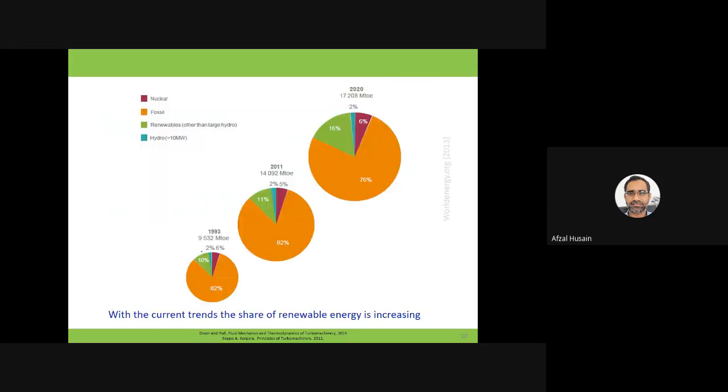Okay, so now just for your general knowledge, this shows how much is the contribution of power production from the nuclear resources, how much from the fossil fuel resources, how much from the renewable energy resources, and how much from the hydraulic resources, like that.